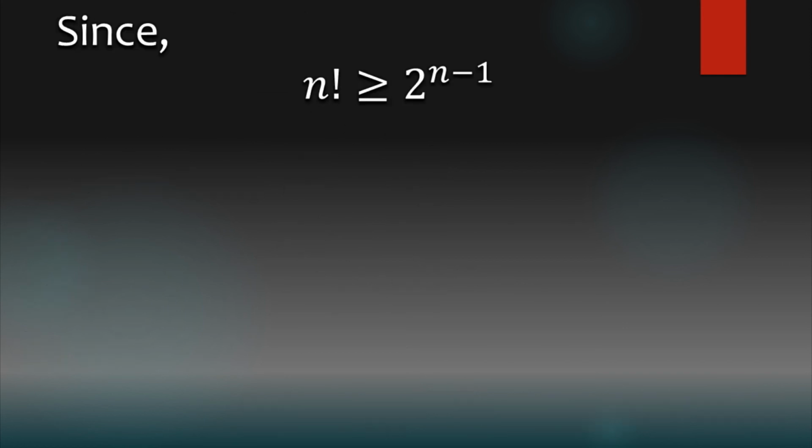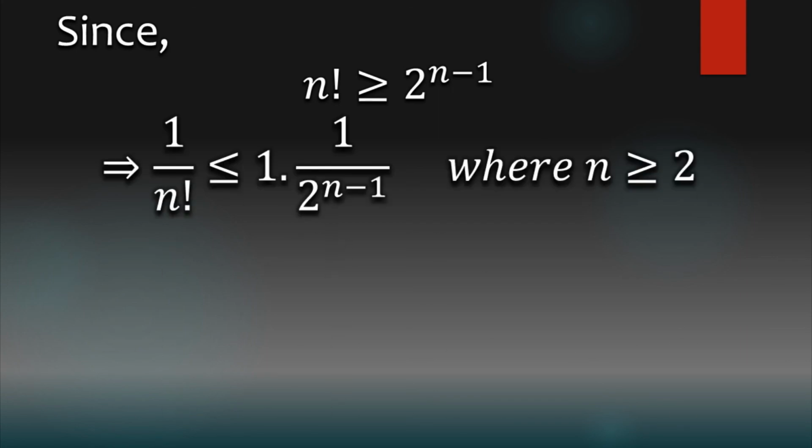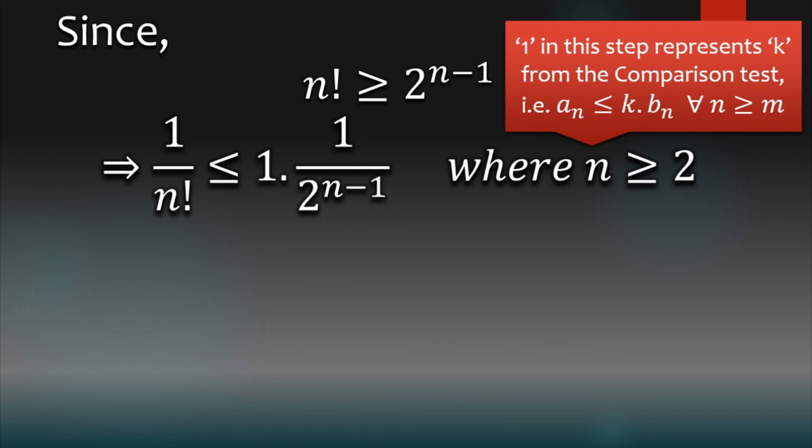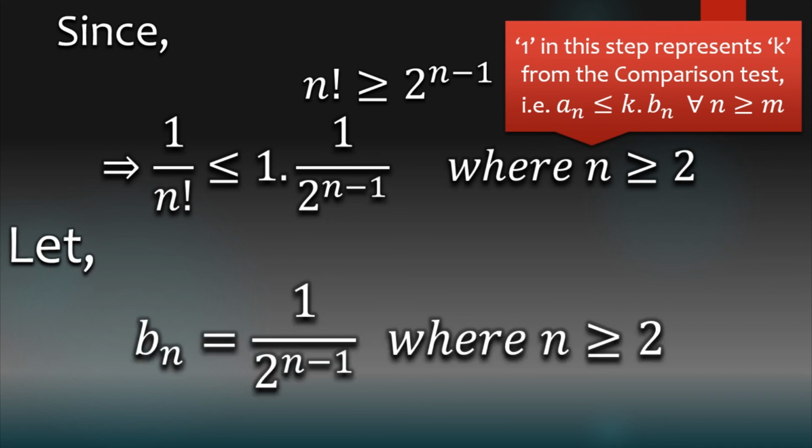Guys, we need 1 by n factorial, right? So we take the reciprocal of this inequality to form 1 by n factorial. And the 1 in this step represents the k from the comparison test. Next, we let 1 by 2 raised to the power n minus 1 be our bn, the series that we are going to compare with 1 by n factorial. So this implies that an is less than or equal to bn, where an is 1 by n factorial.